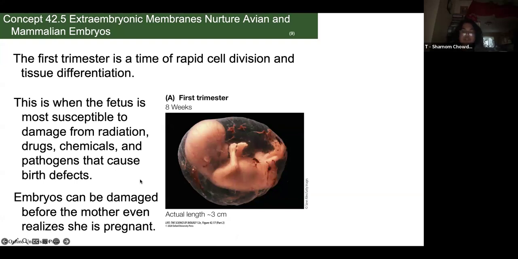Like it says here, the first trimester is when rapid cell division and tissue differentiation occurs, but it's also the most scary time in the sense that the fetus is most susceptible to damage from radiation, drugs, chemicals, smoking, etc., that can cause birth defects. So embryos could be damaged even before the mother realizes she's pregnant, because 8 weeks is only 2 months out of a whole 9 month span. As a result, if the mother is not taking proper care of herself because she doesn't know that she's pregnant, the fetus could be susceptible to lots of pathogens, lots of disorders, etc.